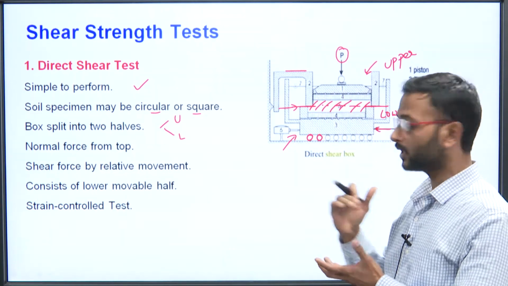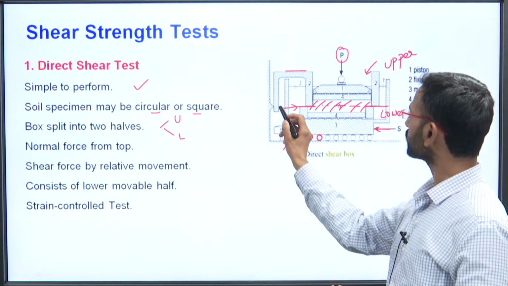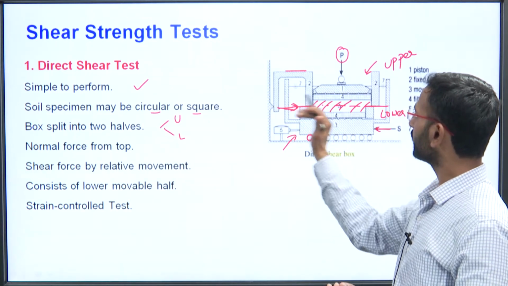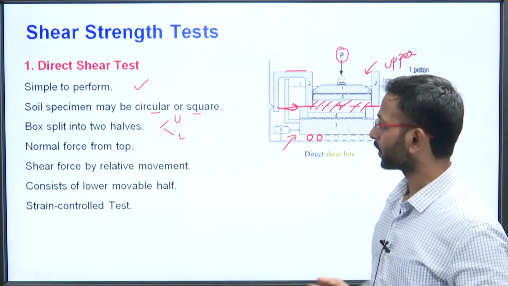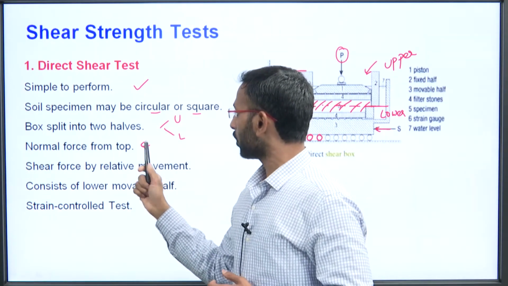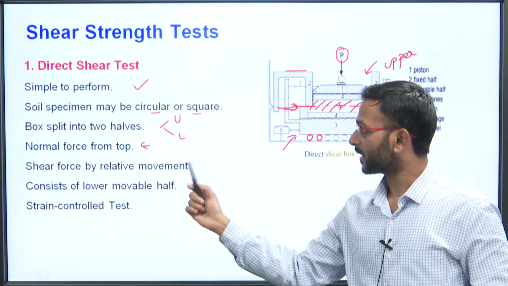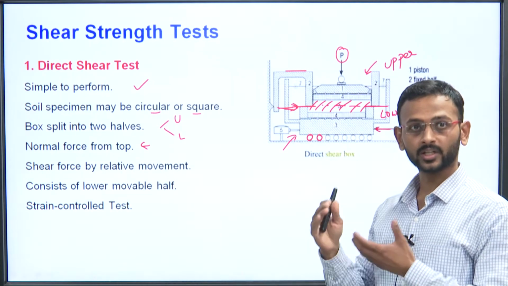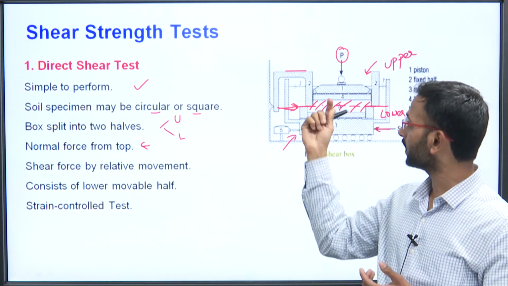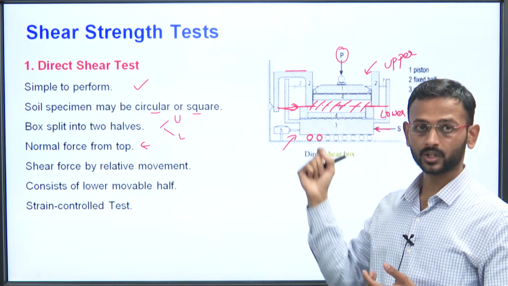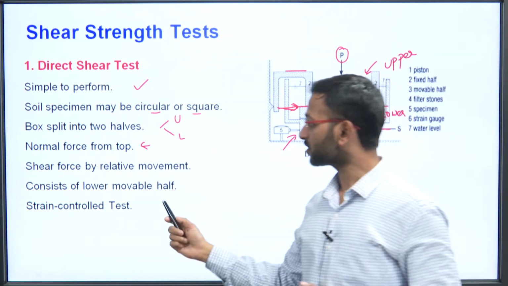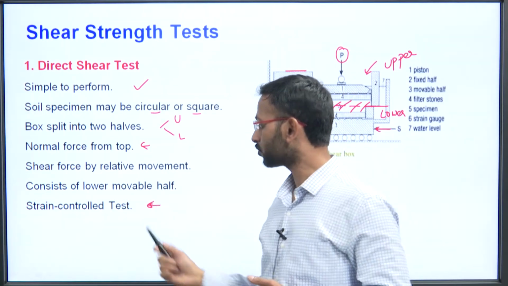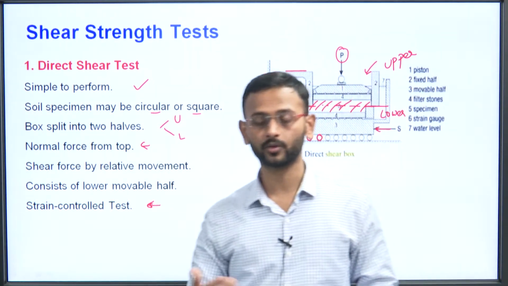So this force is the normal force, and when the lower movable part is moved, then the shear force comes into picture. So the normal force is applied from the top, and shear force is by relative movement. You can see there is relative movement of the upper and the lower halves of this shear box. So it consists of a lower movable half, and it is a strain control test. So what is a strain control test? We will move on and see that.